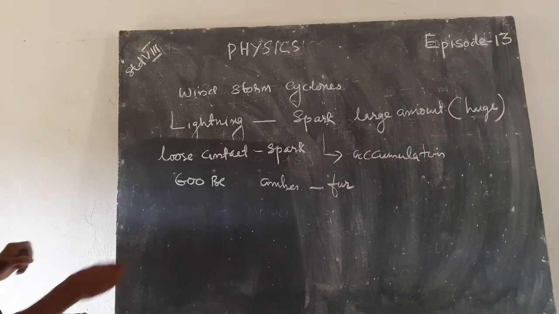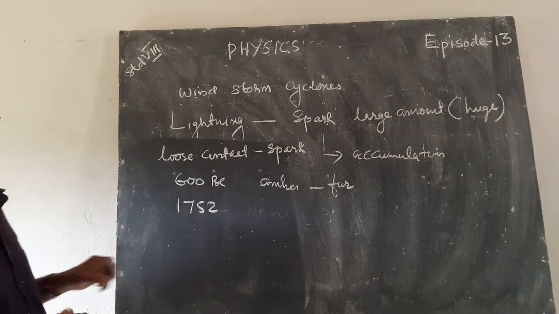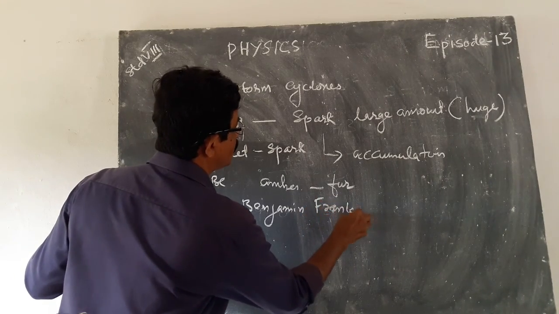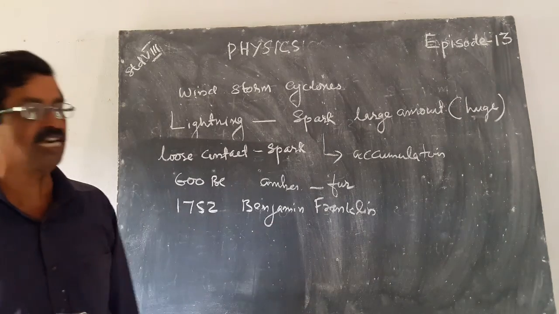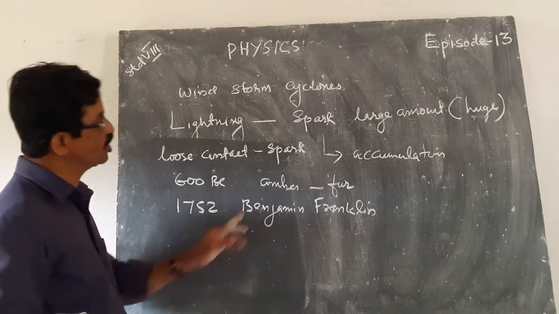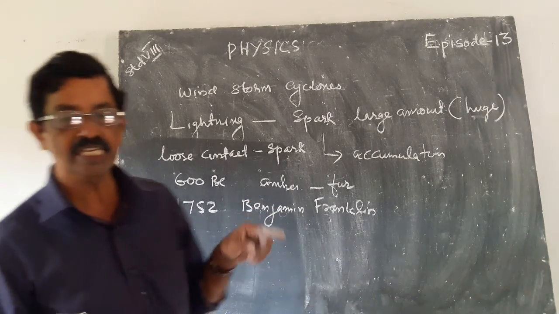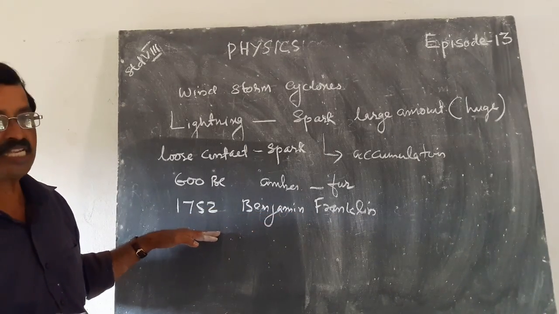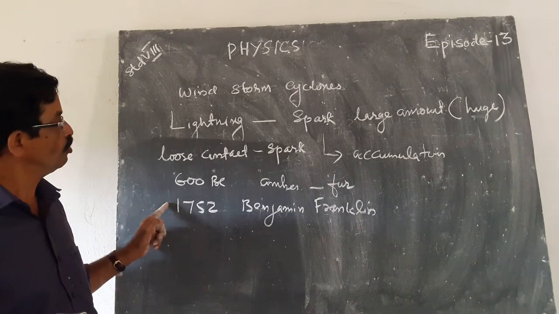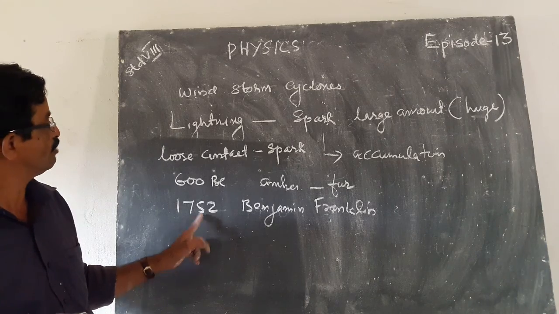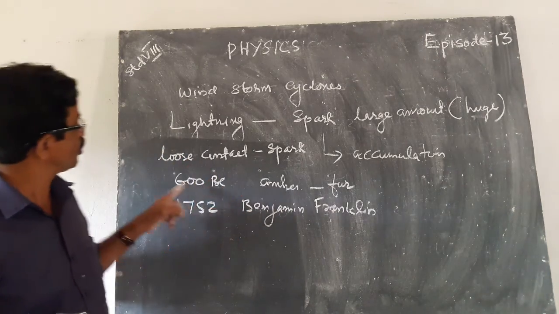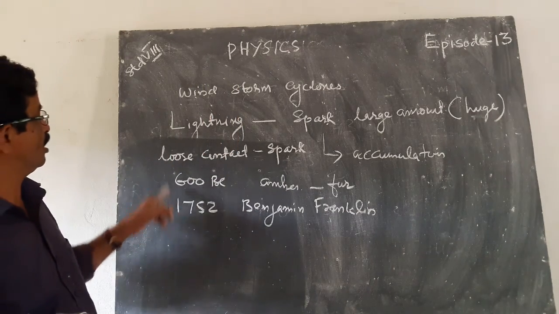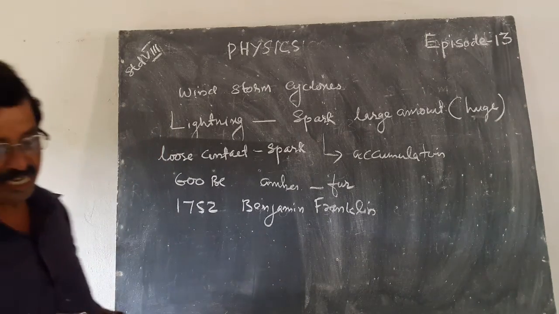But in 1752, an American scientist, Benjamin Franklin, found that lightning and the spark produced on our body are the same. That means lightning is an electric discharge, as discovered by Benjamin Franklin in 1752. From 600 BC to 1752, nearly 2000 years were taken to find the reason for lightning.